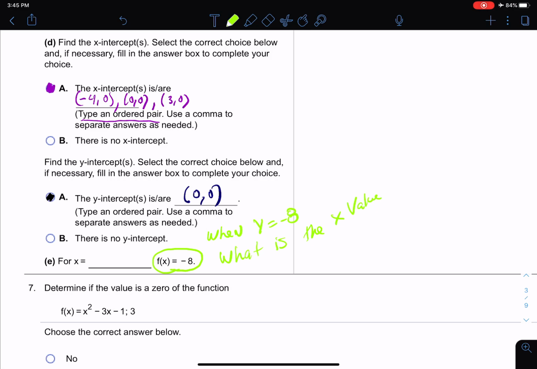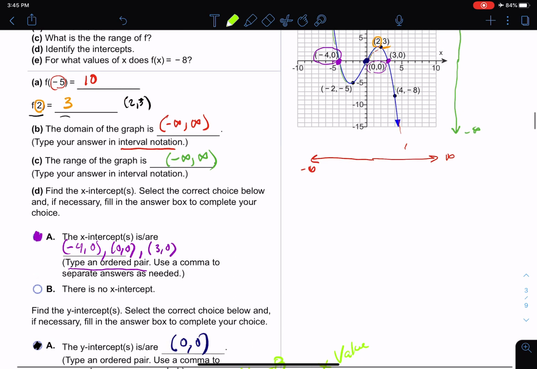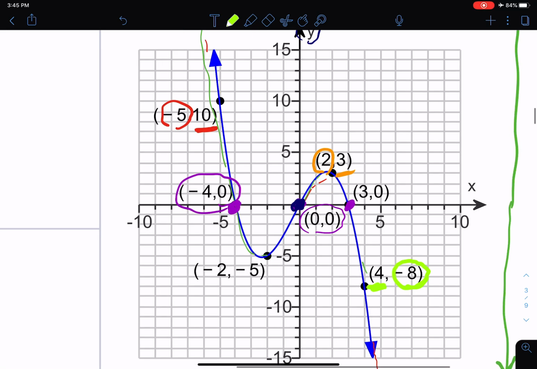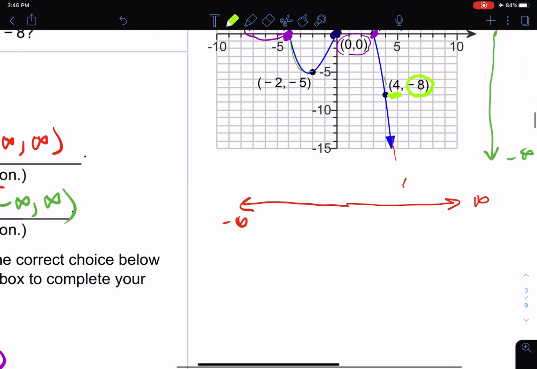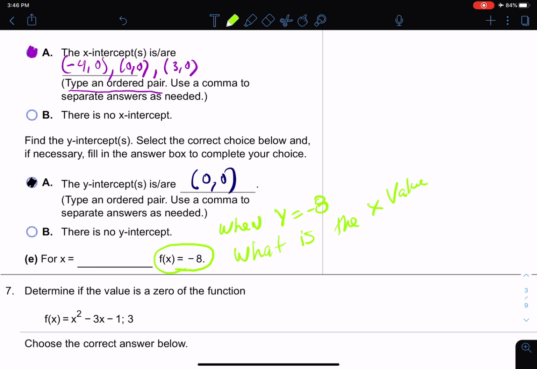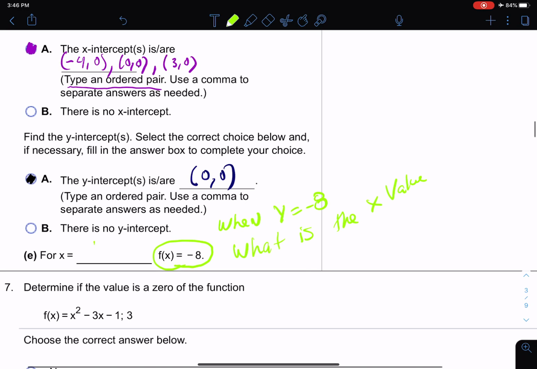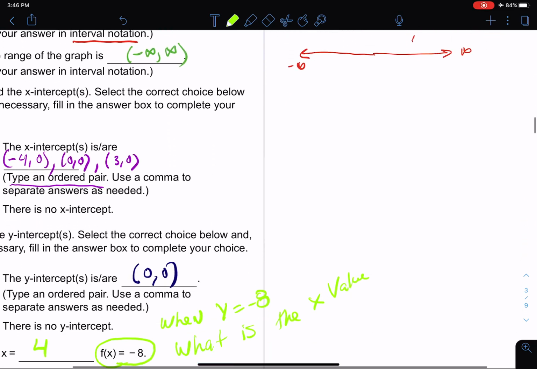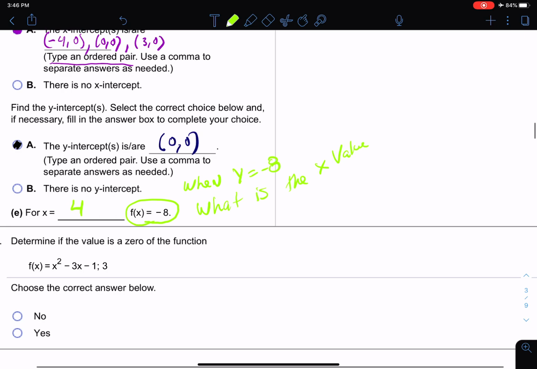So I want to go on my graph and look for when y equals -8. There is -8 right there. So y is -8. We want to know what x value goes with that. And you can see right there, 4. So when they say, tell me what x is when f of x is -8, well, x is going to be 4. And remember, that just came from the point 4, -8. Okay. All right, let's continue on.